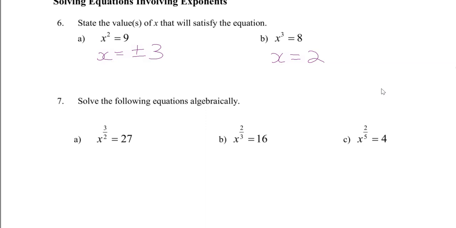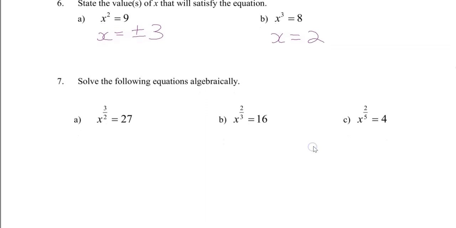Solve each of the equations algebraically. So what we want to get is x. So here's how we do it. We take x to the 3 halves, and we take that to the reciprocal power. So we flip the power over, and we're going to raise it to the exponent of 2/3.